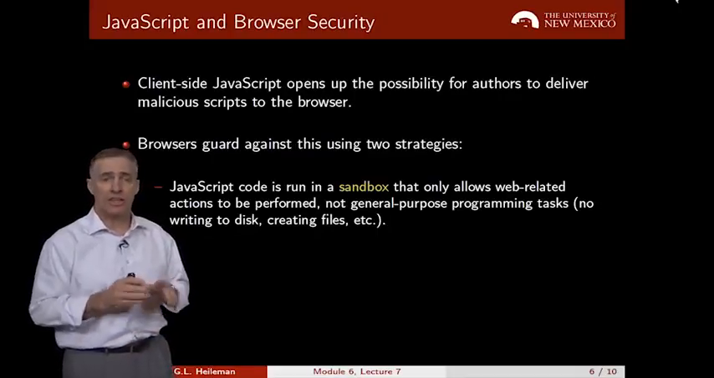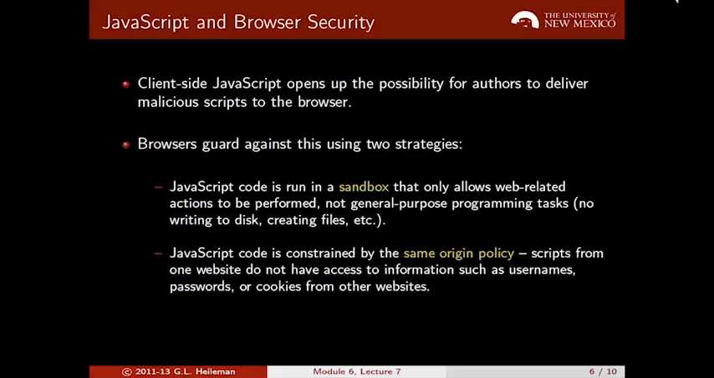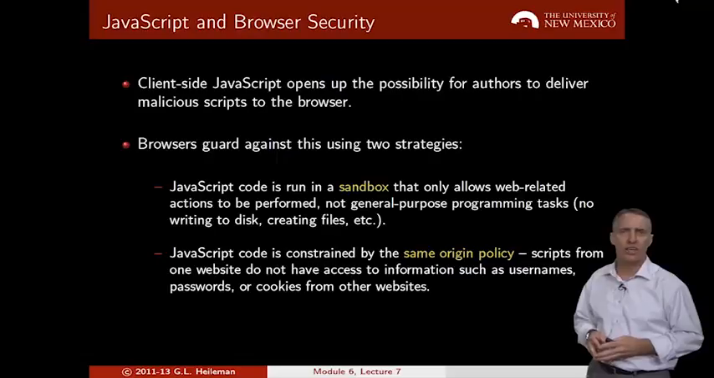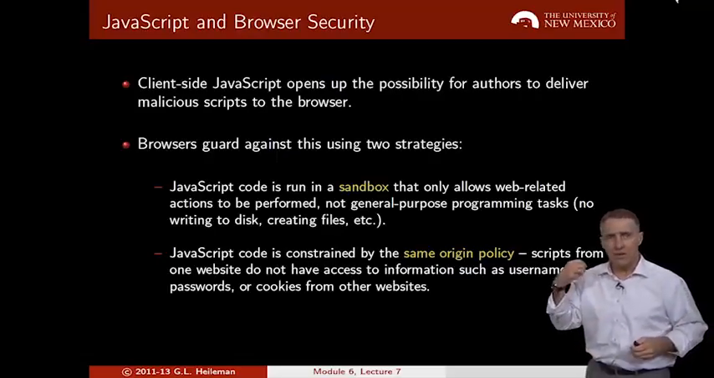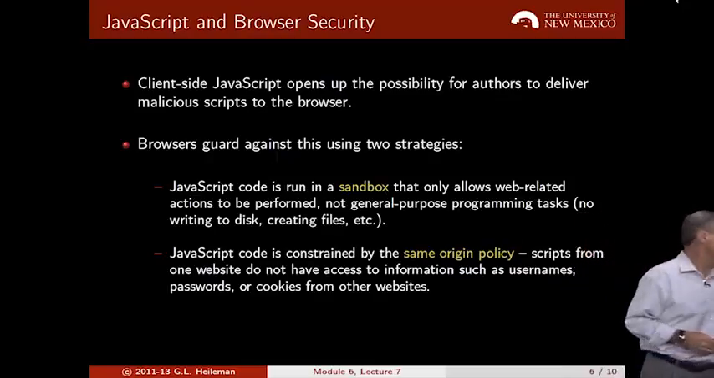For example, you can't write to the file system, you can't create files, you can't write to disk using client-side JavaScript. And the other thing that happens is JavaScript code is constrained by what's known as the same origin policy. Scripts from one website simply cannot access the DOM from another website, and that's the same origin policy. And this policy is used to guard against an attack that's known as cross-site scripting, where one script interferes with the HTML delivered from another website.